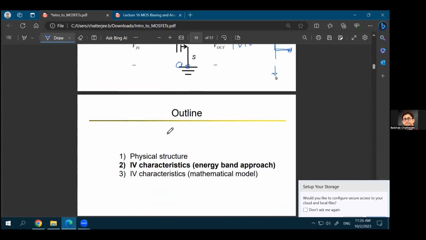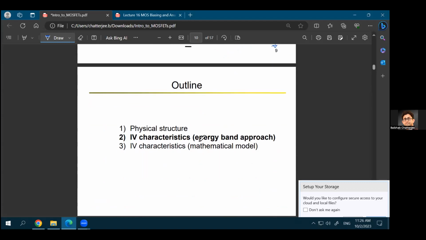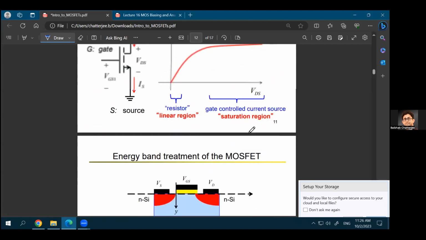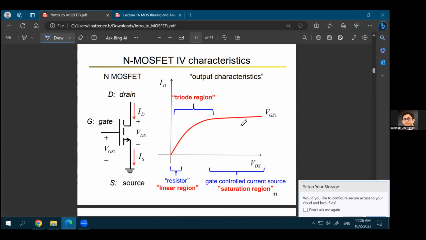So we look at the characteristics of the MOSFETs, and again, as we looked into the characteristics of the diodes, we found out what the diode current and diode voltages are, right? The same thing we'll do with the MOSFET. We'll look at the IV characteristic, or current voltage characteristic, for the MOSFET, and we'll take a look at two different approaches. One is called the energy band approach, and one is the mathematical model-based approach. So we'll look into these two methods in detail in the next lecture, but I wanted to get started with some of the definitions that we'll be using and eventually how the MOSFET IV characteristics will look like.